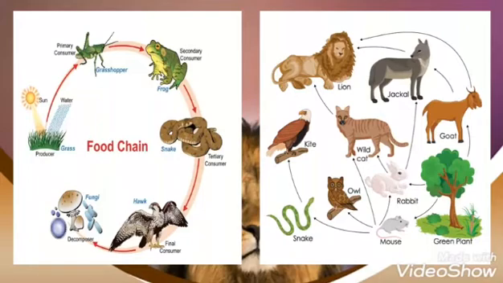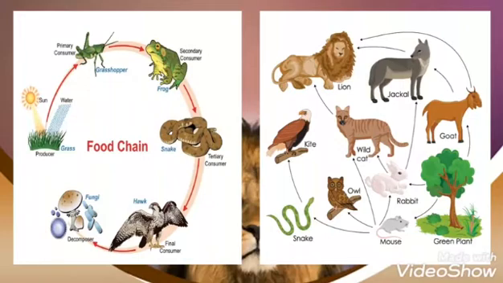The second photo shows a food web. A food web is when there are two or more food chains present in an ecosystem. The producer is the green plant. The green plant is eaten by the rabbit, the primary consumer. The rabbit is eaten by the wild cat, the secondary consumer. And the wild cat is eaten by the lion, the tertiary consumer.